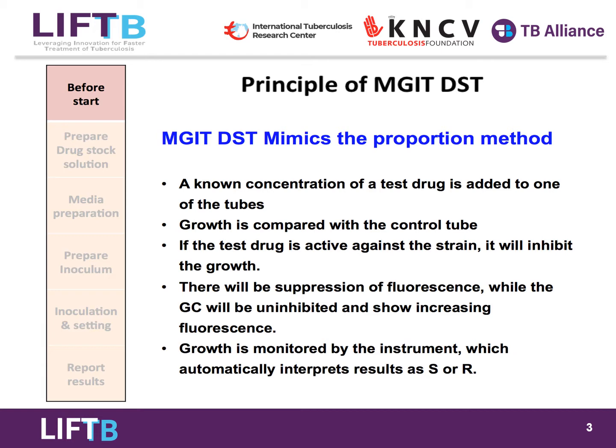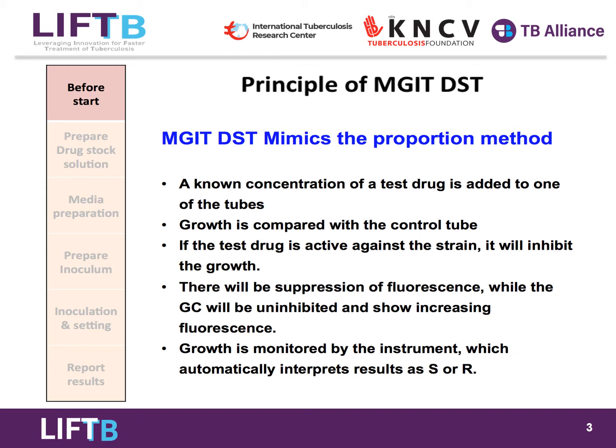This slide is designed to remind you of the principles behind the MGIT system and how they apply to MGIT-based pDST for the drugs in the BPaL regimen. Principle 1. A known concentration of a test drug is added to one of the tubes. Principle 2. The growth in the tube is compared with that in the growth control tube. Principle 3. If the test drug is active against a strain, it will inhibit the growth.